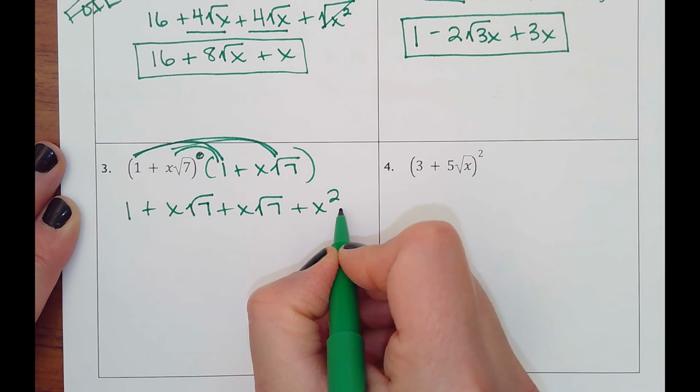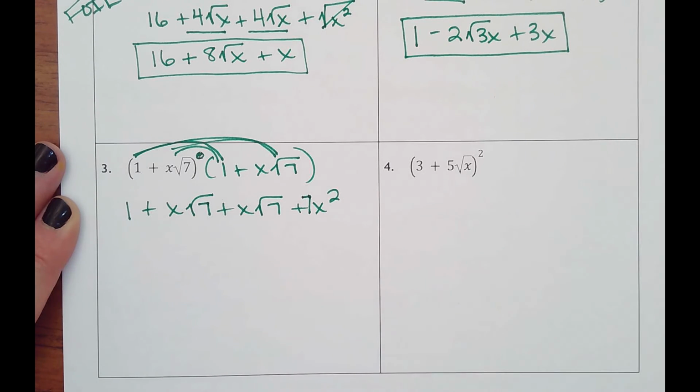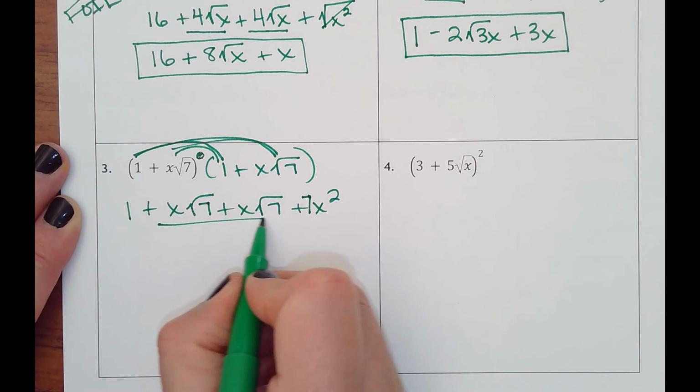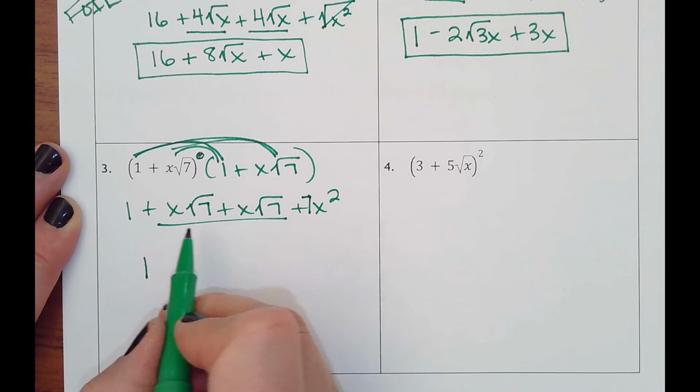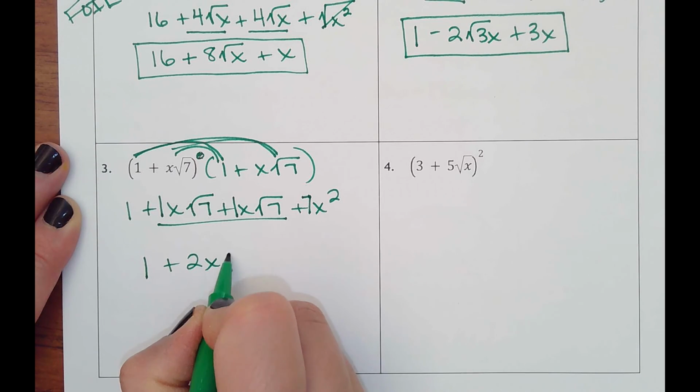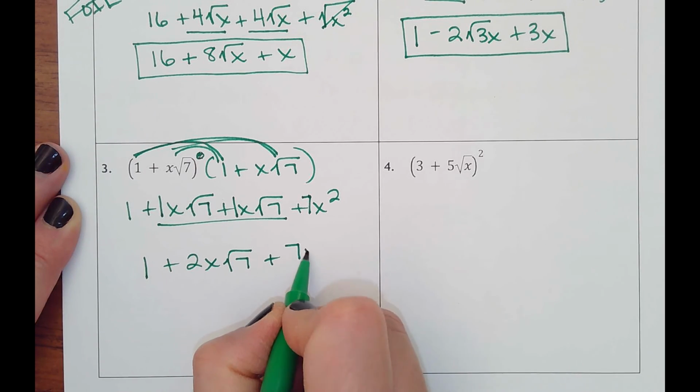And so I'm going to actually put it in front. So I can say that becomes 7x squared. Combine my like terms in the middle. That's a 1x plus 1x would be 2x square roots of 7 plus 7x squared.